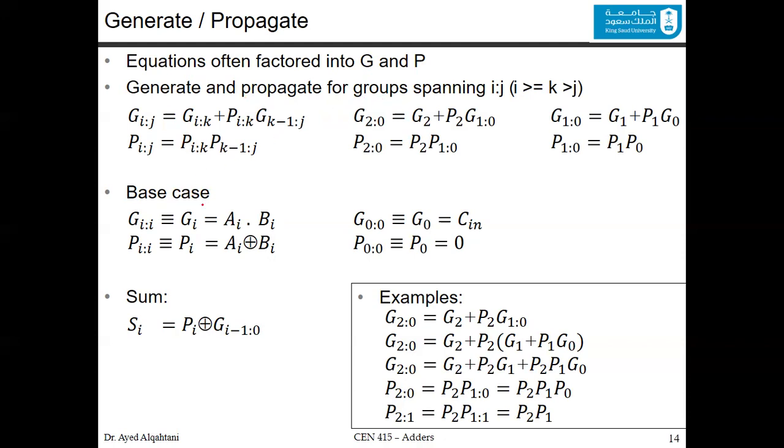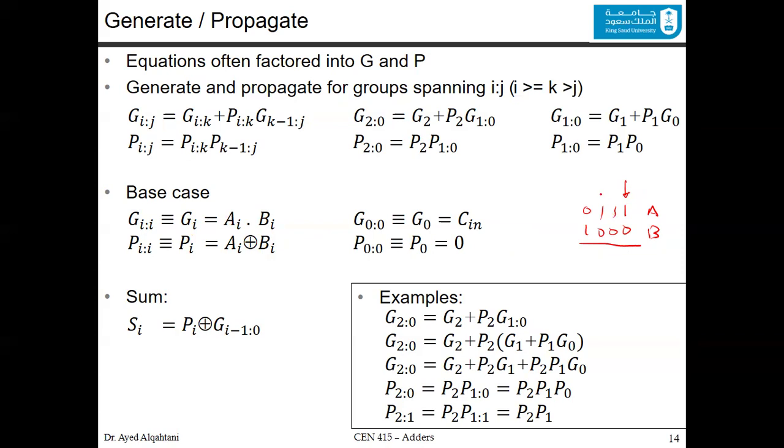The base case means if you have a certain stage, maybe stage 0, stage 1, stage 2. Let's have an example here so you understand. If you have 1 and 0, 1 and 0, 1 and 0, and 1 and 0, that's A, and this is B. So for a certain stage, you can generate its generate signal and propagate signal. The generate signal for it is 1 AND 0, so it's equal to 0, and the propagate is 1 XOR 0, which is equal to 1 for this stage.